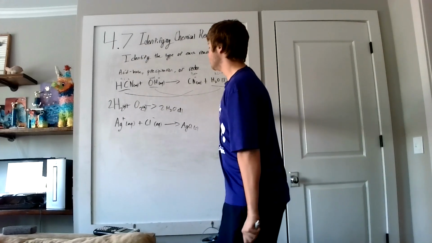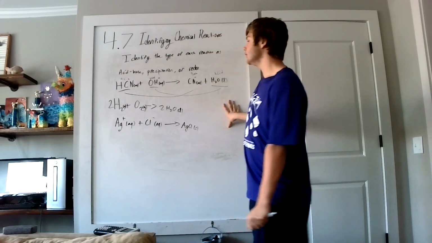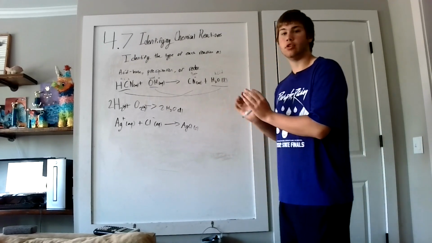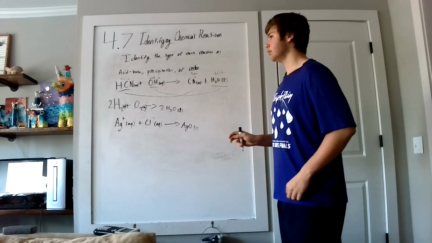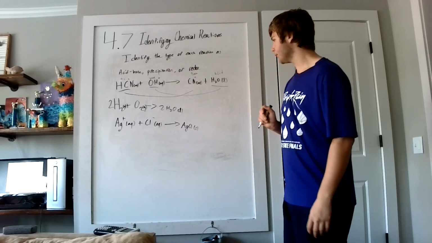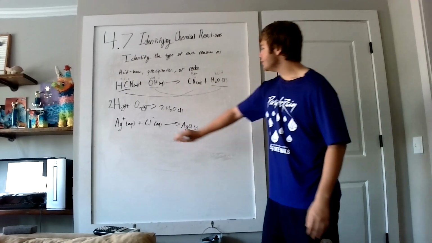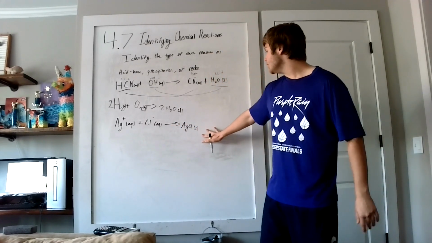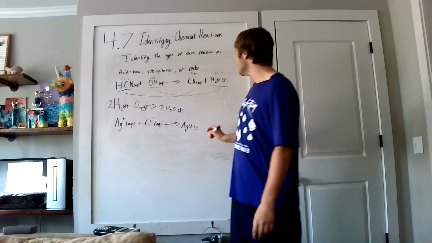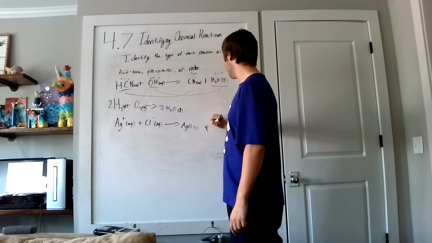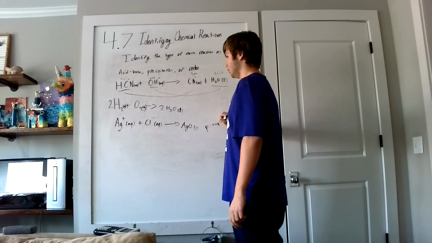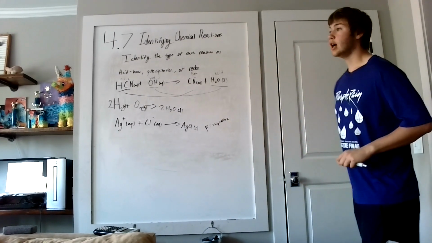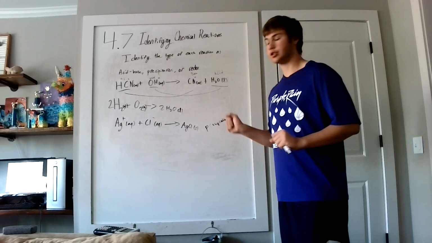For a precipitation reaction, what you're looking for is aqueous solutions resulting in a product of an insoluble precipitate, or you're going to see a little solid. So Ag+ aqueous plus Cl- aqueous giving us AgCl solid, that would be an example of a precipitation reaction. Now for redox, we're looking for a transfer of electrons.